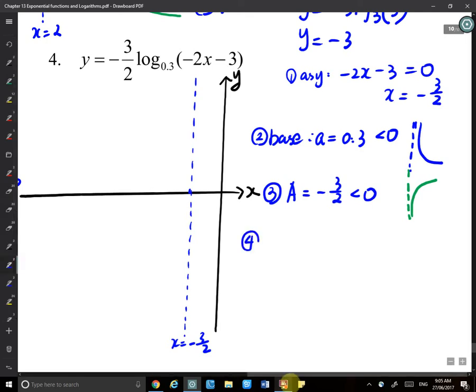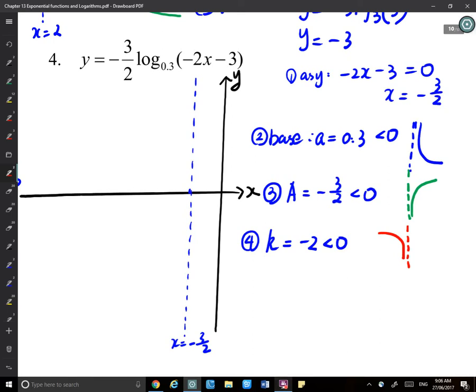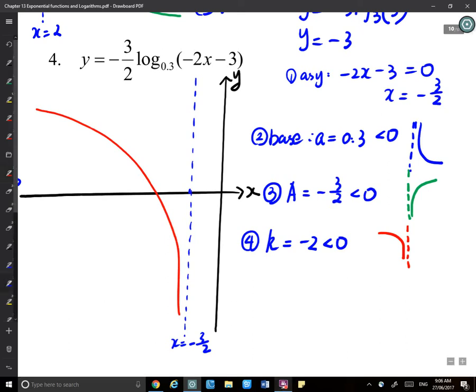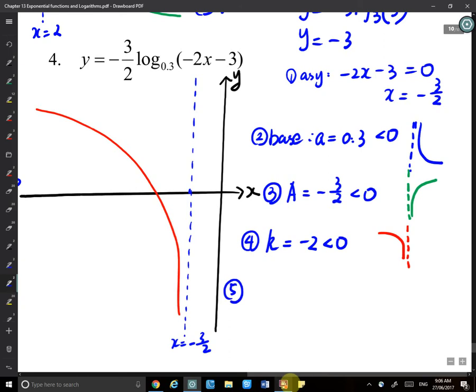Or you can talk about K first, it doesn't matter. Now K equals minus 2, which is the coefficient in front of X. Less than 0 again. It will reflect by which axis? Y. It looks like this now. Reflect down and then reflect to the left. So what graph do you have? You have a graph like this shape.